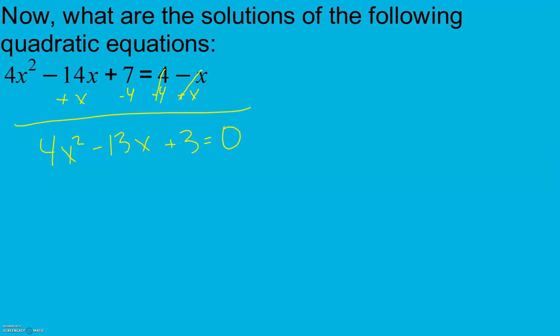I have a number in front of my x squared, so I look at this 4. I can't take it out of 13 or 3 because they're both prime, so instead I'm going to swing it. Again, we always want to check for a greatest common factor. Here, I don't have one other than 1. We're going to multiply to 12, add to 13. Well, my options for 12 are 1 and 12, which adds to 13. That's what I'm looking for here.